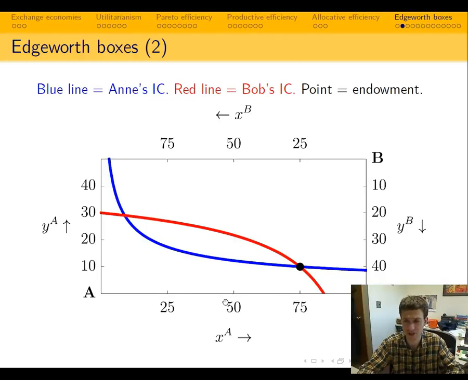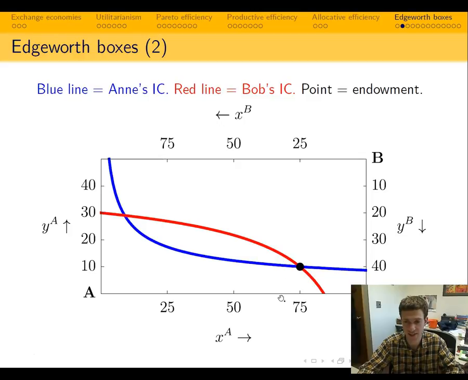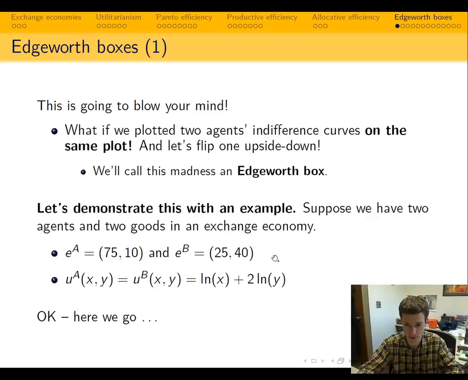Now if we wanted to, we could plot the indifference curves, and that's what we've done here. This red line, let's start with the blue line. The blue line is Ann's indifference curve through the endowment point. So here, this endowment point, we can plot it quite simply. If we just take Ann's endowment point of 75, 10, we plot that point. That point also tells us Bob's endowment point, which is 25 units of X and 40 units of Y. Let's check back. Sure enough, 25, 40.